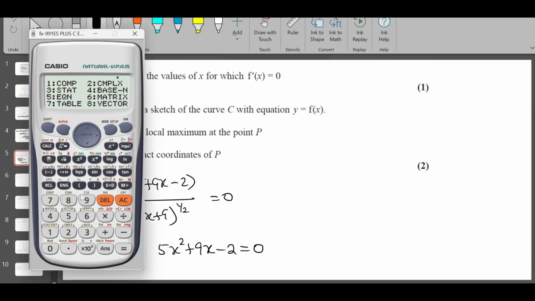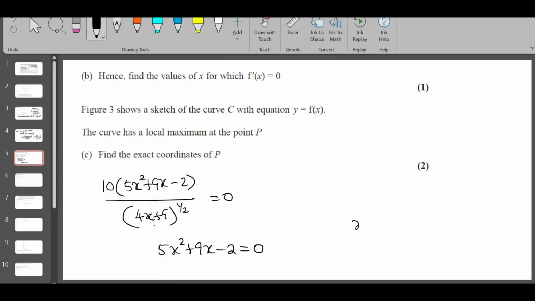Let's solve the quadratic. 5, 9, minus 2. 1 over 5, minus 2. X is equal to minus 2. X is equal to 1 over 5. You can write one more step here. X plus 2 times 5x minus 1 is 0.